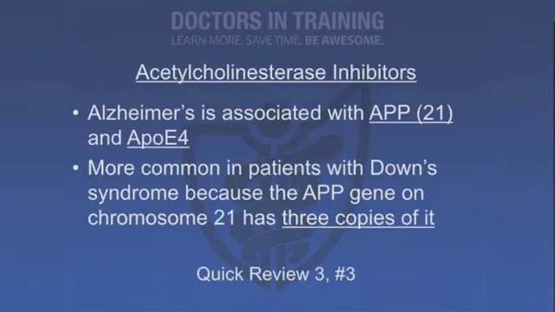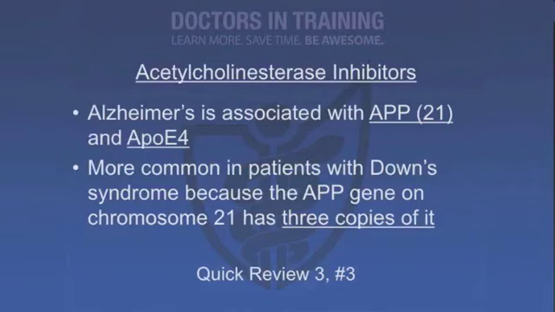Next question. What allele is associated with Alzheimer's disease? Why is Alzheimer's so common in patients with Down syndrome? We didn't mention anything about this in the lecture, but it's good to know. Alzheimer's is associated with APP21 and APOE4. So try to remember that. You might get a test question on that. In regards to Down syndrome, it's more common because the APP gene is on chromosome 21. So now you potentially have 3 copies of that APP21.